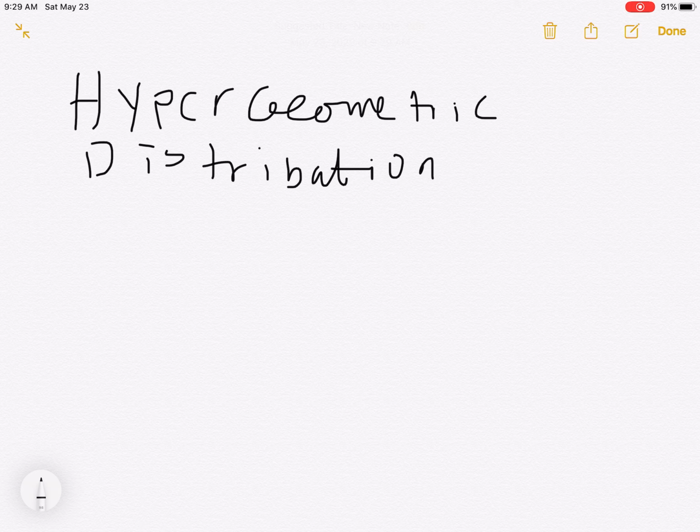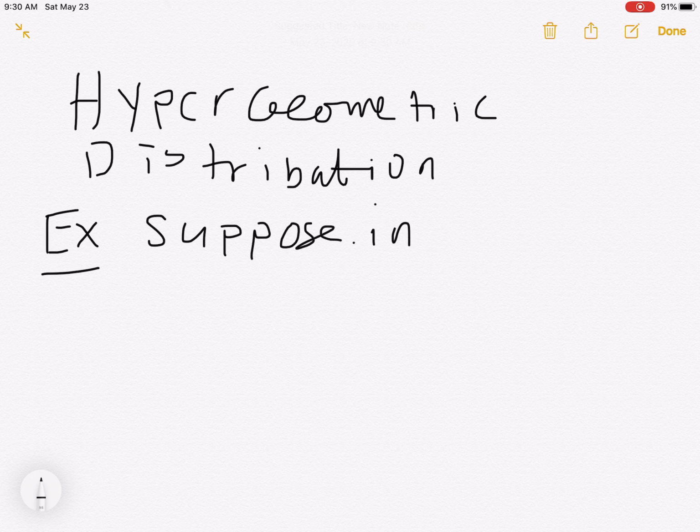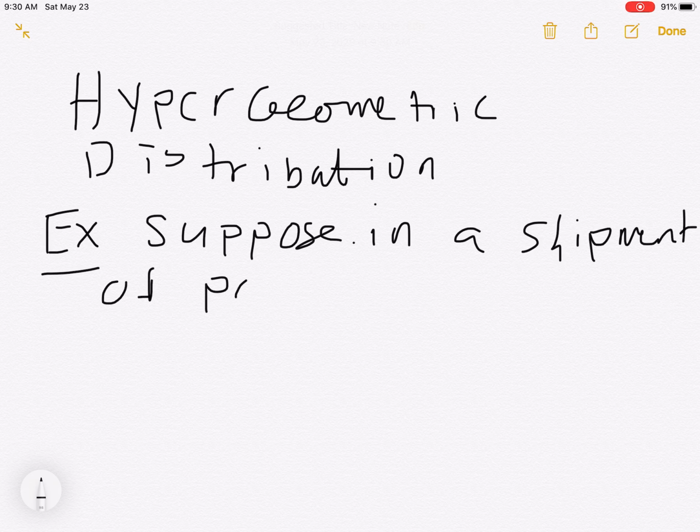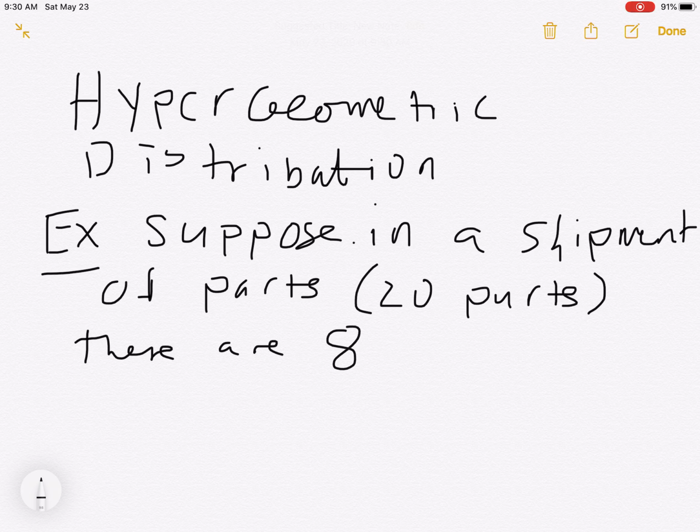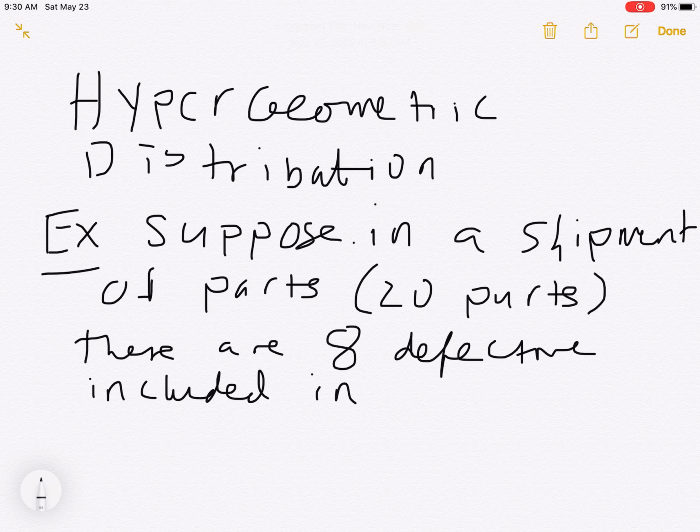In order to do that, I need to give you a quick example. Suppose in a shipment of parts, there are 20 parts. There are 8 defective included in the shipment. So I just want to be clear here that there's a total of 20 parts and 8 of the 20 are defective. Okay.